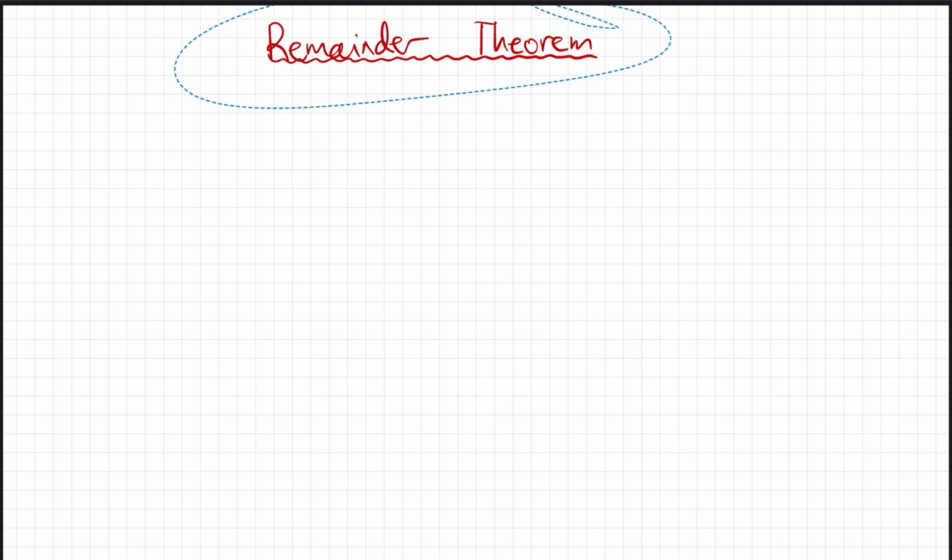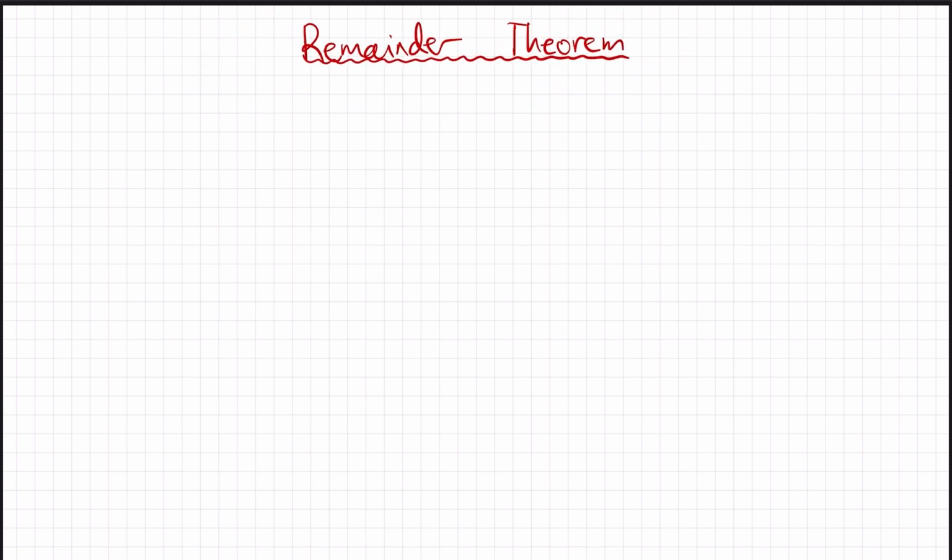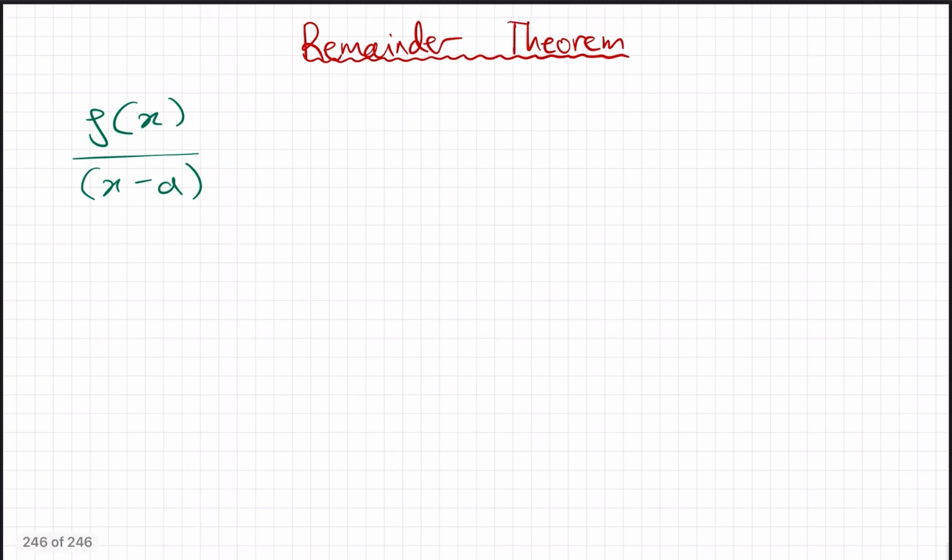how you can use the remainder theorem when either trying to solve for roots of polynomials, or just trying to evaluate polynomials. So basically what the remainder theorem says is if we have a polynomial f of x and we divide it by x minus a, it doesn't even have to be a factor, then the remainder of this is going to be equal to f of a.